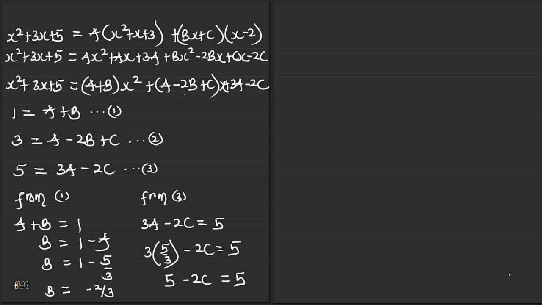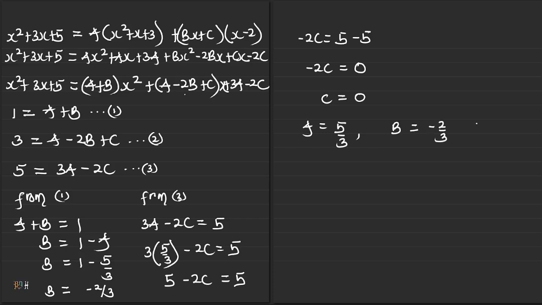5. Now, making c the subject, we are going to get a negative 2c, which is equal to a 5 minus 5. Easy. And we have a negative 2c, which is equal to a 0. This is only possible if c itself is equal to 0. So we have our a, which is equal to the 5 over 3, and then b, which was also equal to negative 2 over 3, and then c, which was also equal to 0.